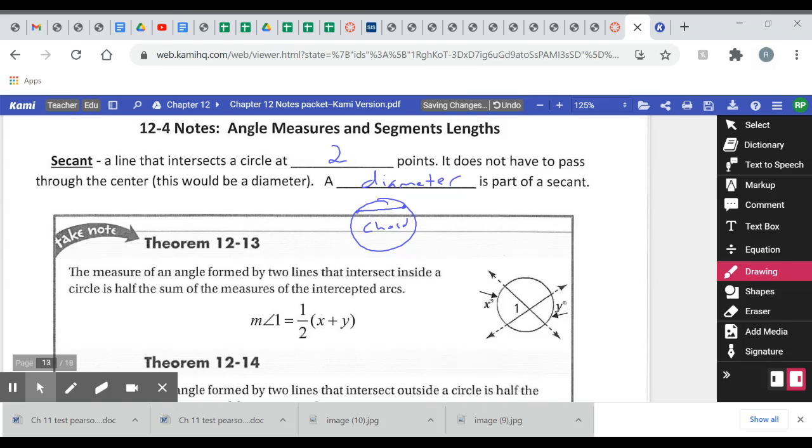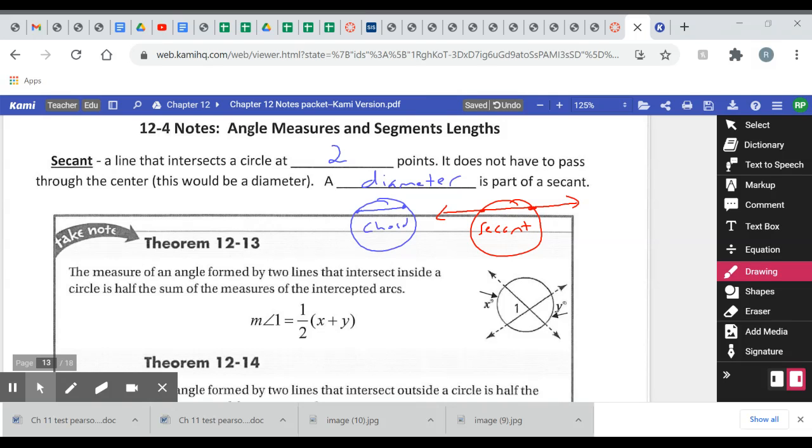But a secant, the difference is instead of being a line segment with both endpoints on the circle, it is a line. And remember, a line keeps going forever and ever in both directions. And so a secant is a line that goes through a circle at 2 points. Okay, so that is the big difference.